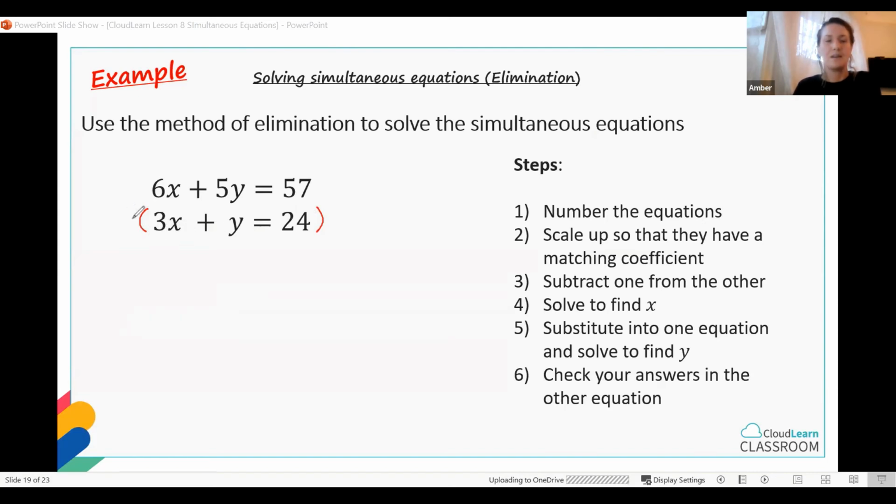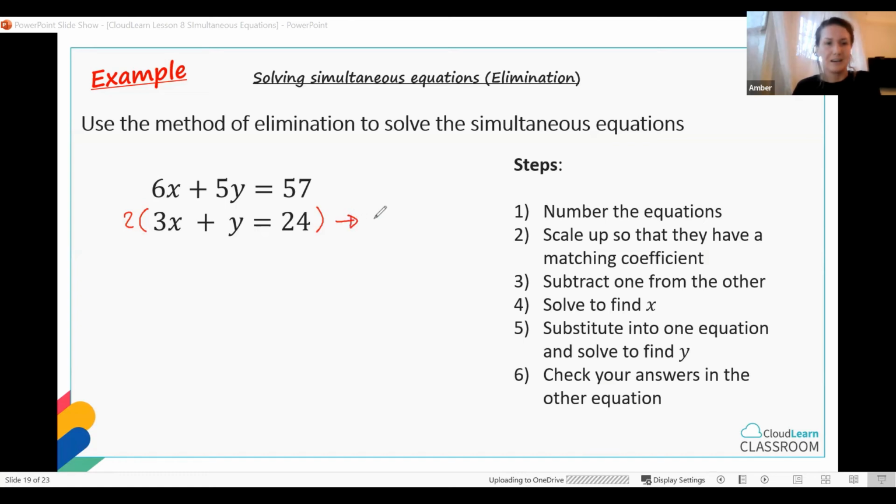If I multiply it by 2, the x's will be the same because this will become 6x. I could also multiply it by 5 and make the y's the same if I wanted. So it's entirely your choice there, but multiplying by 5 just seems, well, I'm going to do 2. It's easier to multiply by 2 than 5. So I'm going to multiply this equation by 2 and I'm going to get the new equation.